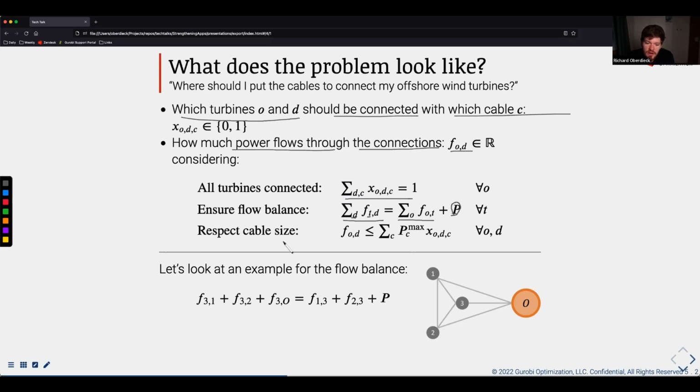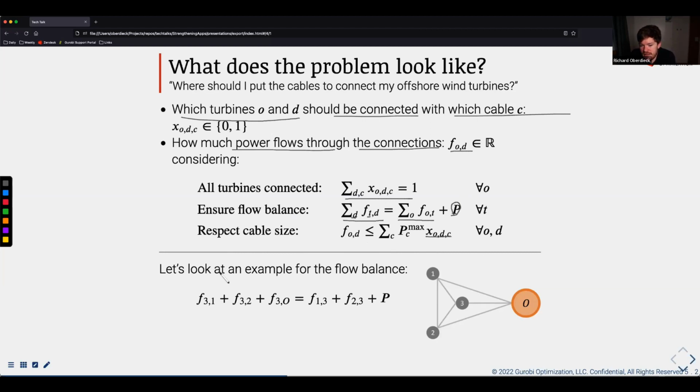And then finally, you have a cable size. So in this particular case, we want to respect the cable size. A cable has a particular rating that it cannot exceed. So the flow that goes through from O to D has to be less or equal than the sum over all cable types times the maximum rating. So always only one of these will ever be 1. And so that's how you can respect this.